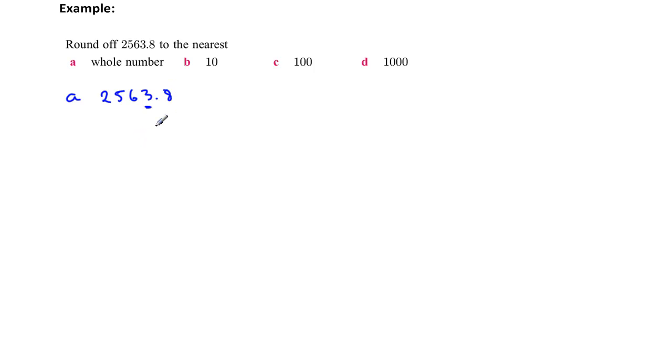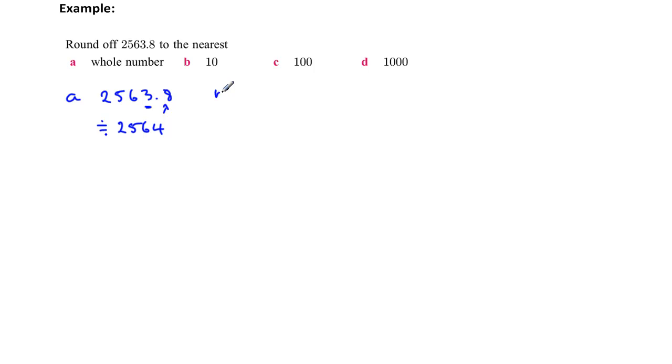So there's our unit, and if we look at 8, it's, as the rule says, 5 or more. It's obviously more than 5. So we would say then that it's approximately equal to 2564 to the nearest whole number.